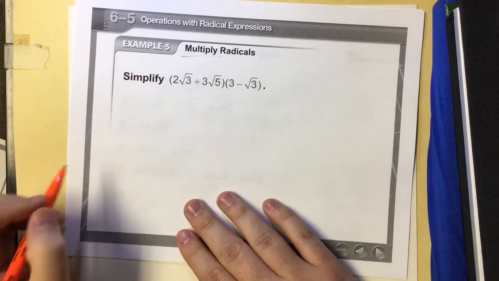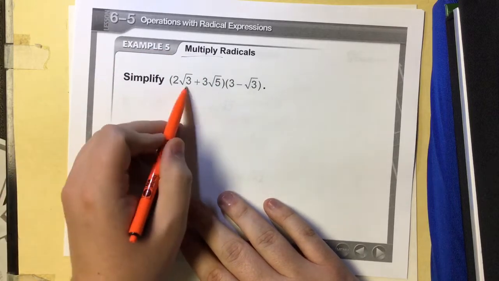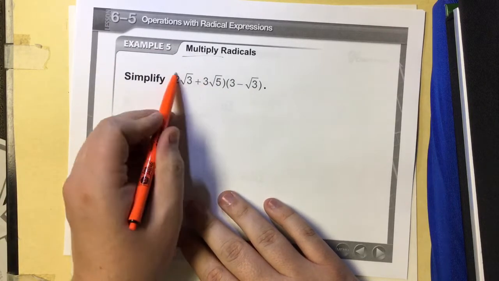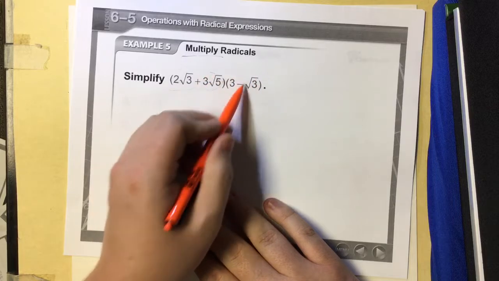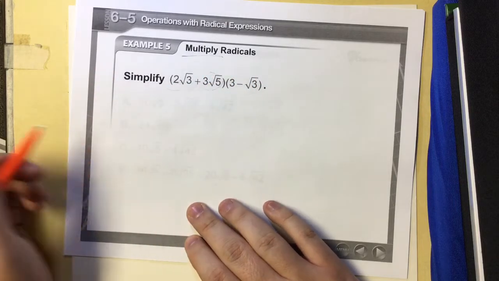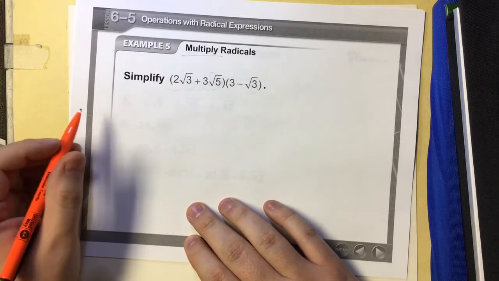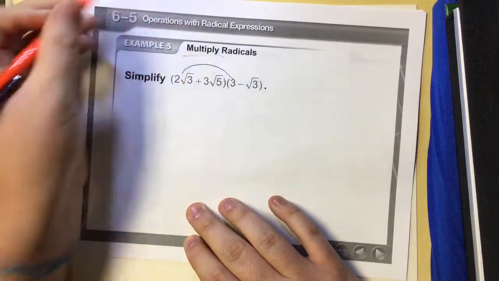Now to multiply radicals, if you look, these are two terms right here. One term, two term, one term, two term. So these are both binomials. Just like when we've multiplied binomials in the past, that means we are going to FOIL.